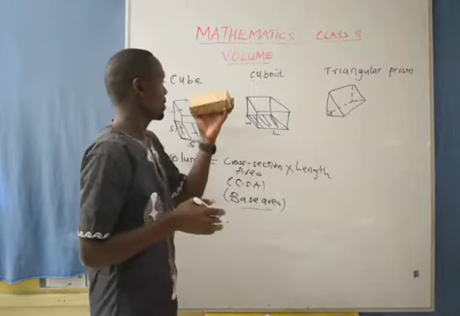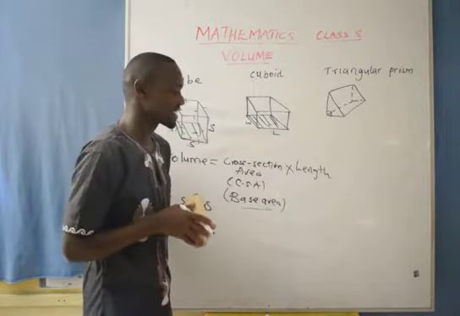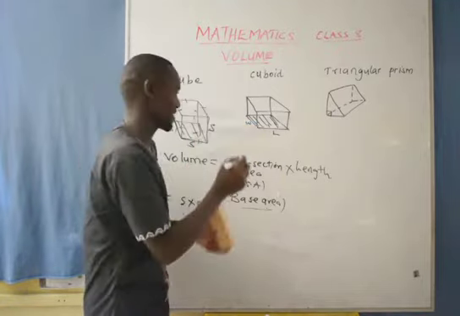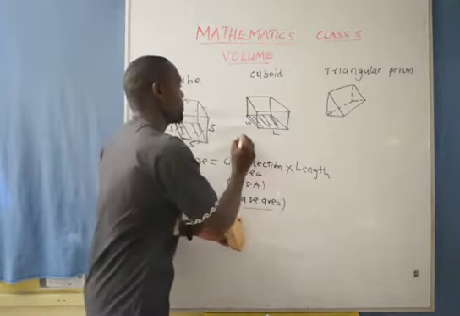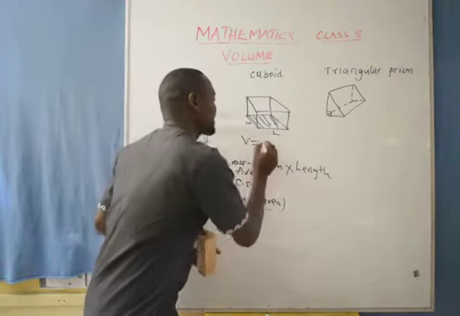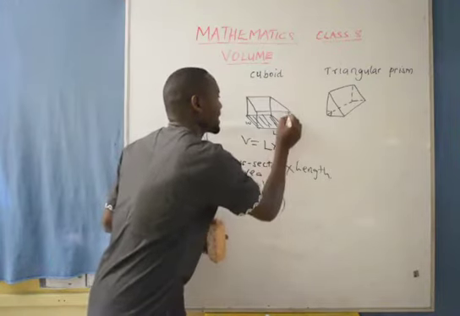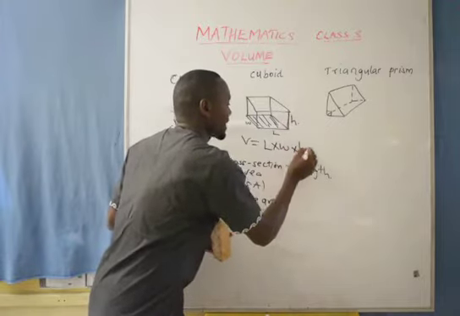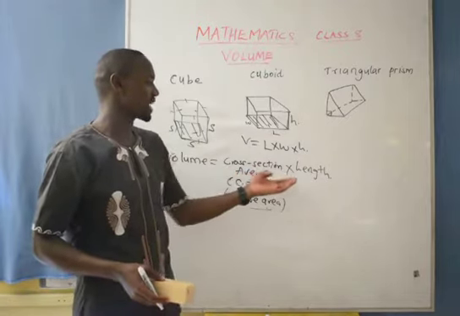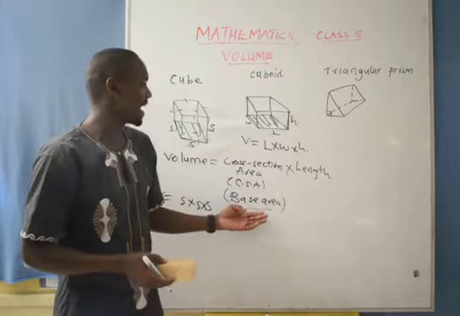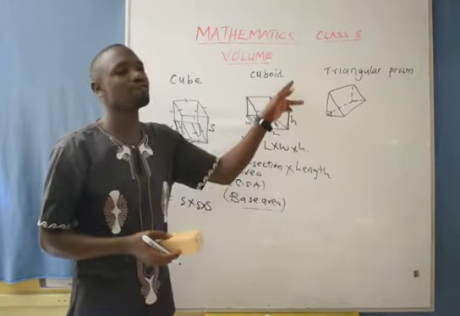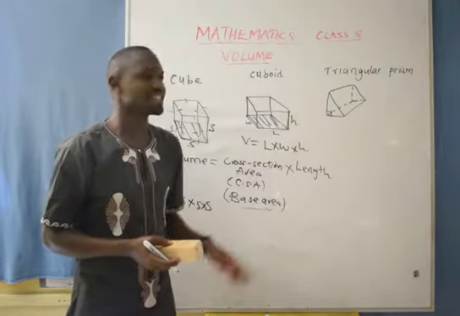Now, how do we get the area of a rectangle? Area of a rectangle is given by the length times the width. So, to get the volume of a cuboid, we get the area of the cross-section, that is length times width, then times the height, because we said the general formula for getting volume of solids is area of the cross-section times the length. In our case, the base is a rectangle, that is why it is length times width, then times the uniform length, that is times the height.